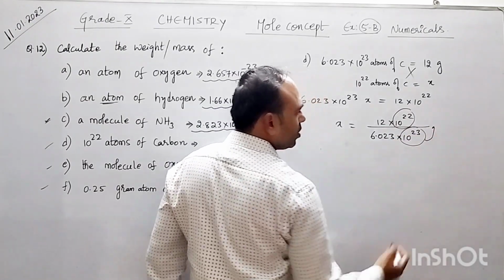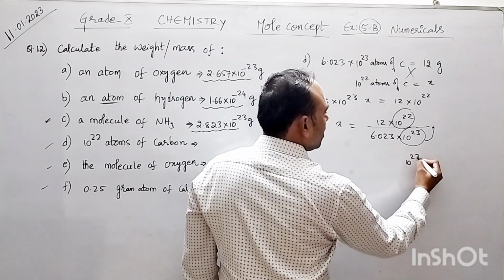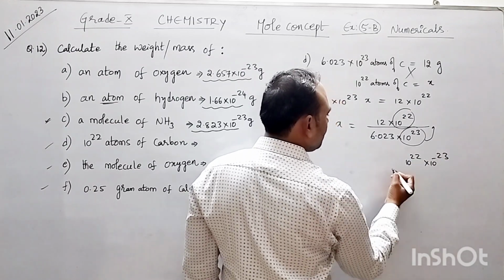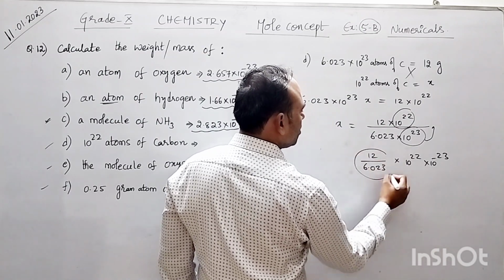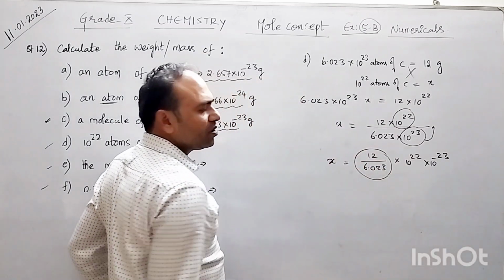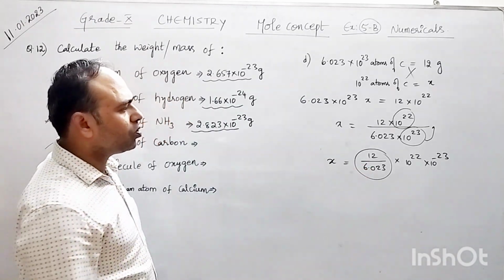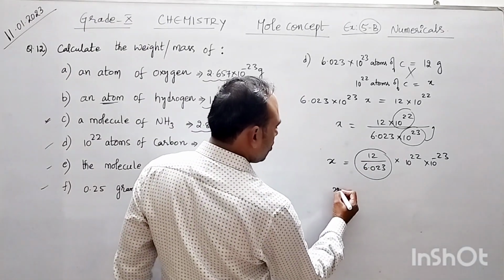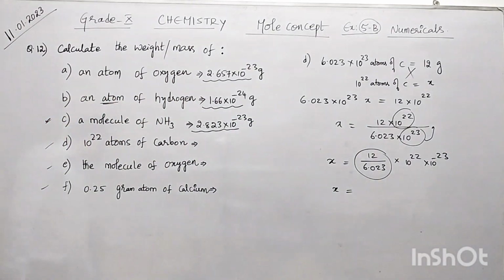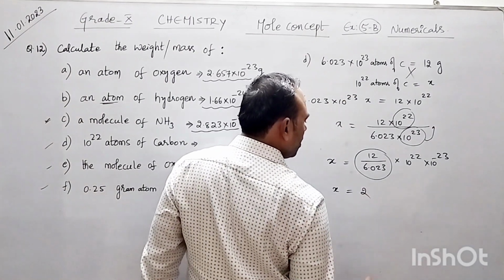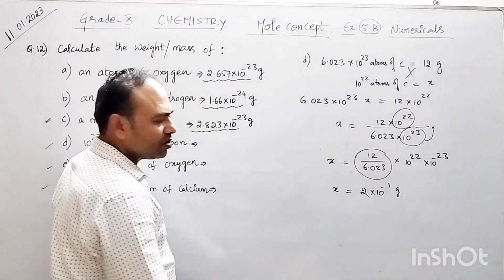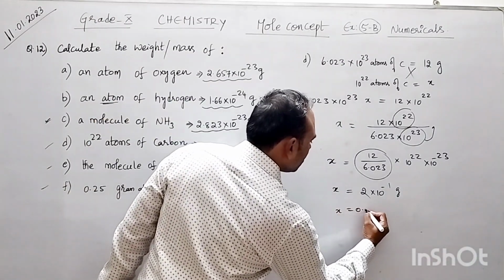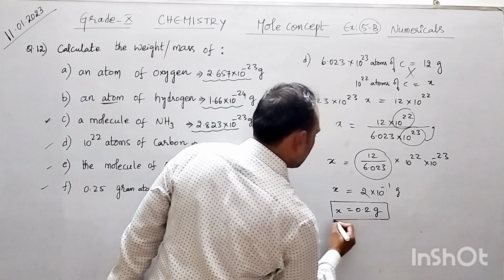It comes to the numerator and becomes 10 to the power of minus 23. And here we need to just calculate 1 by 6.023. If you take the approximate value, it will be nearly equivalent to 2. But if you write the exact value, 12 by 6.023, I have already calculated. So you can take it as nearly 2 into 10 to the power of minus 1 gram. Hope you have understood this. You can also write it as 0.2 grams.